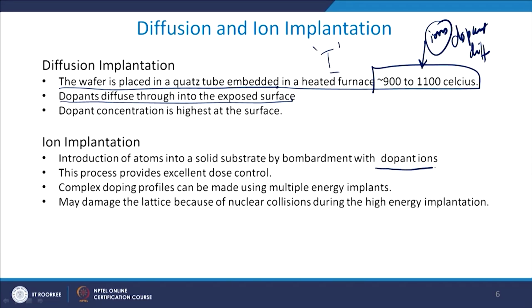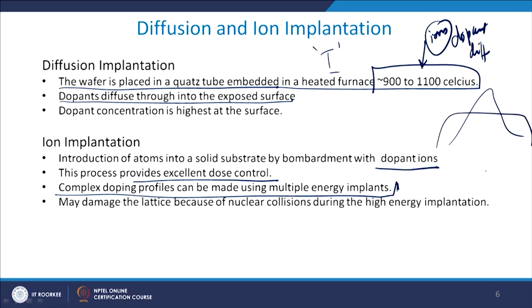What is ion implantation? Ion implantation is bombardment of dopant ions using an accelerator. So, you should have a good accelerator. This process provides excellent dopant control, right, and complex doping profiles can be made using multiple energy implants. Say you want to first make something like this, and then you want to make something like this. This is the dopant profile. You can easily do it using an ion implantation machine, right. For example, if you want to make a peaked profile, then use a Gaussian profile and make your FWHM, full width at half maximum, as low as possible.